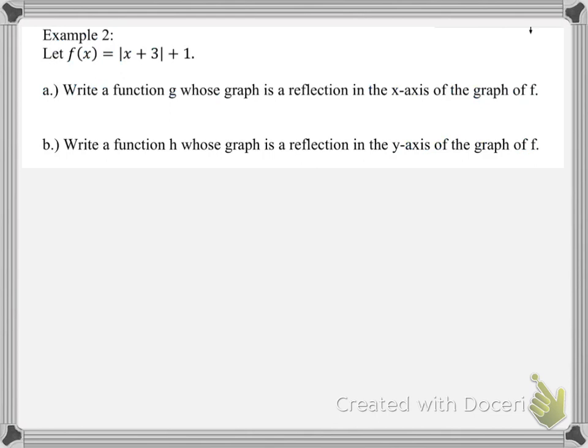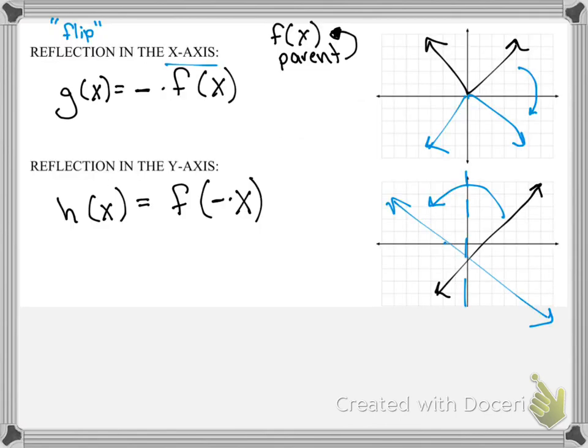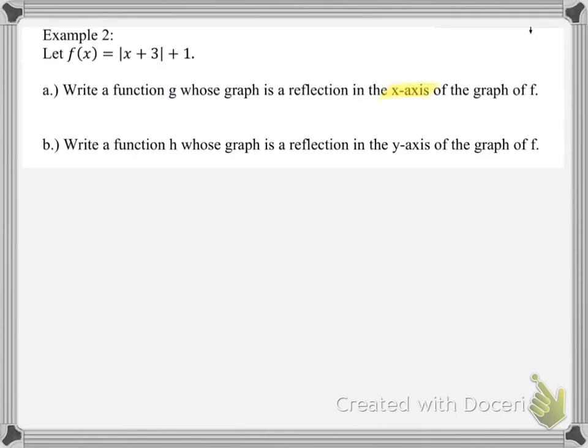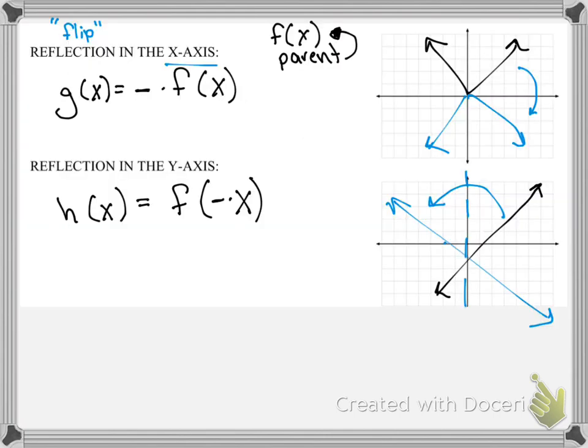Okay, for example, here is my parent function. F of x equals the absolute value of x plus 3, plus 1. We want to write a function g whose graph is a reflection in the x-axis. So here we're reflecting in the x-axis. So let's flip over the x-axis. I put the negative out front of the whole entire function. This negative is out front of this whole function.